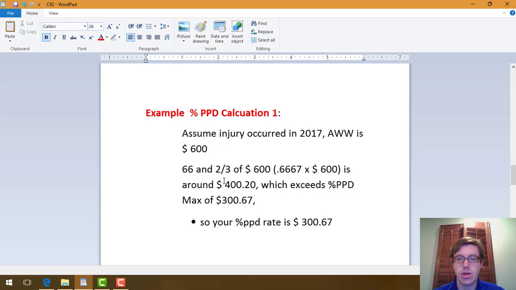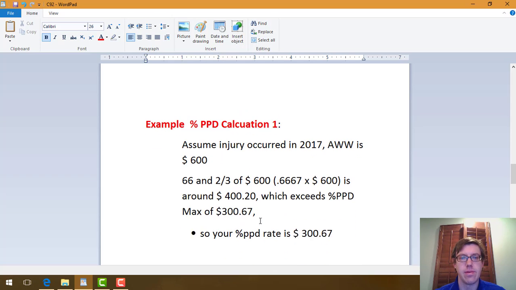So 6 2/3 of 600 is around $420. This exceeds the percentage permanent partial disability max for 2017, which is $367. So your percentage permanent partial disability rate is $367.